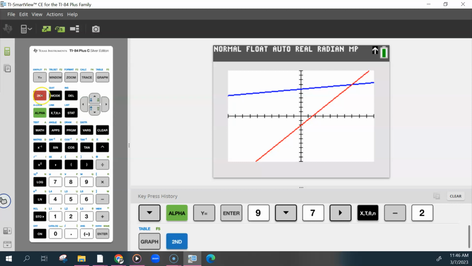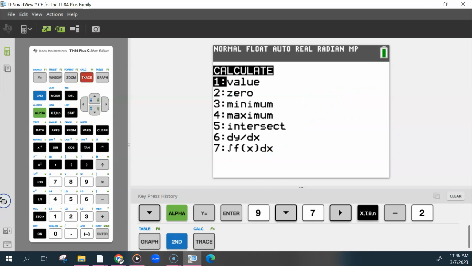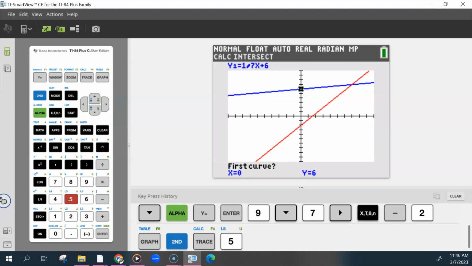So I'm going to go into second trace. What do you think we're looking for? Intersect. And then hit enter. Once the cursor's on one of the lines, hit enter. And then the second one's on the second one, enter, and then one more time. And it'll tell you what that intersection is. So use this to double check yourself while you're practicing, but remember that you won't have this ability when you go to take the quiz and test. Questions on calculator or Desmos, how you check yourself?